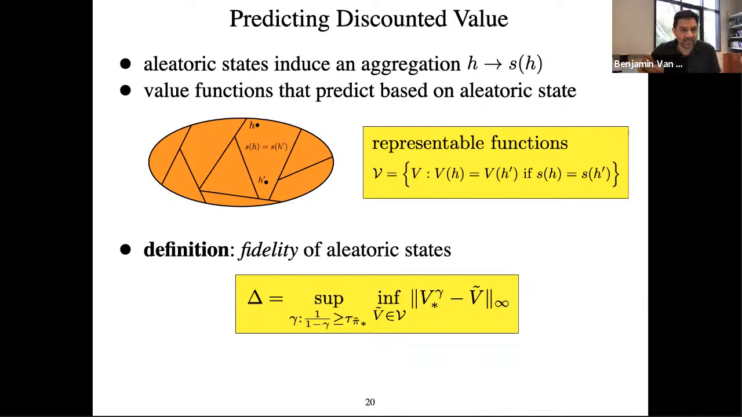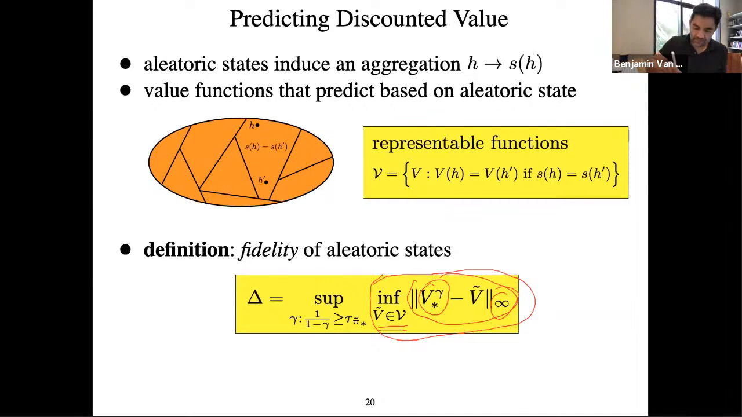The fidelity of our aleatoric states is the... okay, so let's start with this part. Here I'm taking, for fixed gamma, the optimal discounted value function for that gamma. And I can look at the difference between that and some prediction V tilde. And I can take the infimum, which gives me the best set of predictions with respect to the sup norm, if I'm predicting only based on aleatoric state.